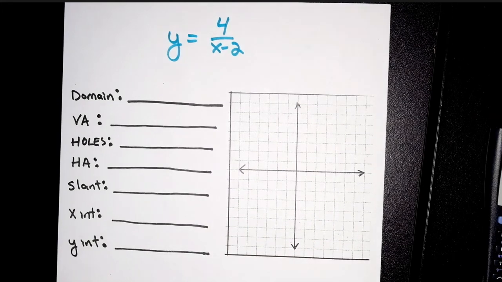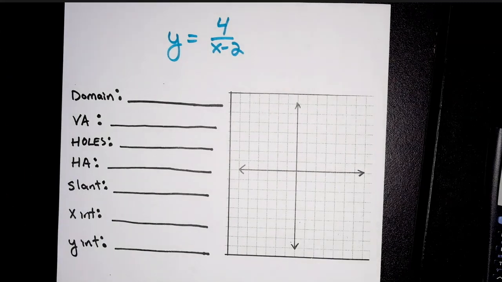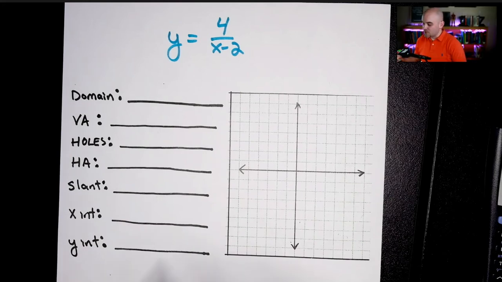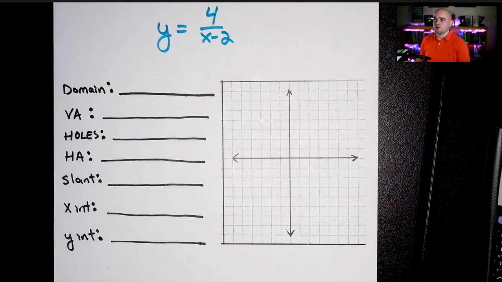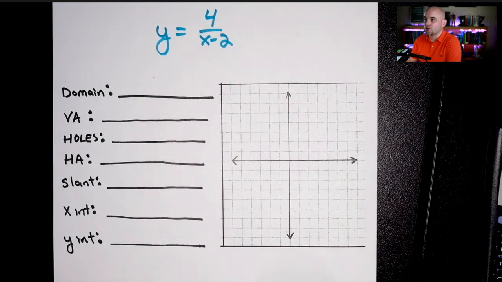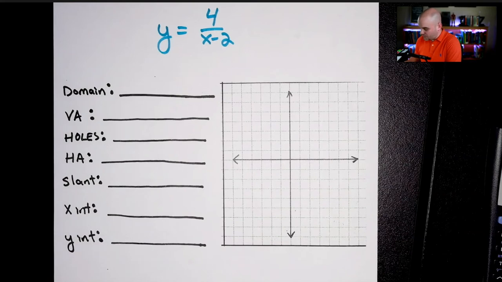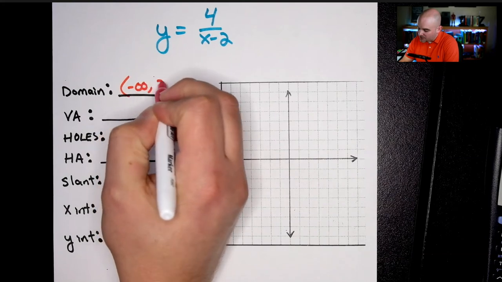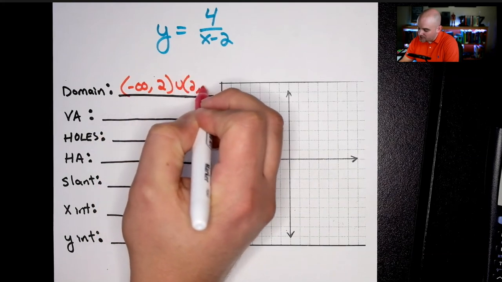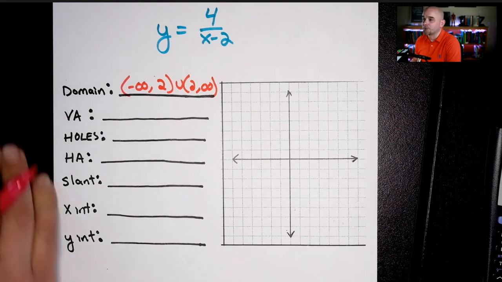So the first one right here is going to be y equals 4 over x minus 2. We're going to start with finding the domain of this thing. Remember, the denominator cannot be 0. What makes the denominator 0 here? Well, it's 2, right? So we're going to throw 2 out of the domain, and we're going to say it goes from negative infinity all the way up to 2, skip over 2, and then go to positive infinity.